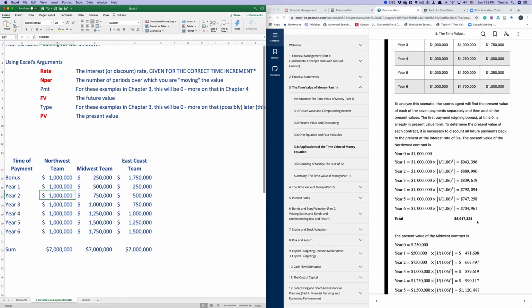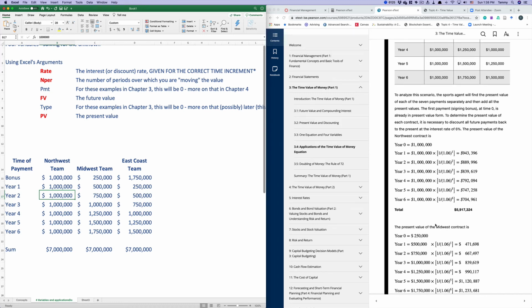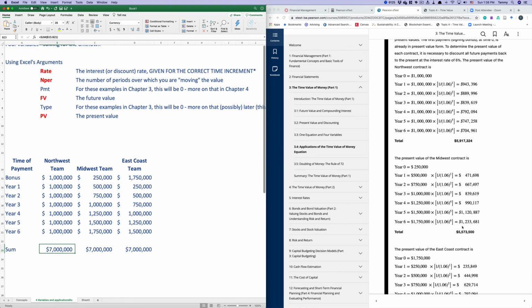And you add all those up, and you get to the sum of all of these present values, which is 5.9 million. So the 7-year contract for the Northwest team, even though it's $7 million overall, in its present value, it is 5.9 million. And if you do that over and over again with each of these 3 different contracts, going through that same procedure, you get different values for the present value.